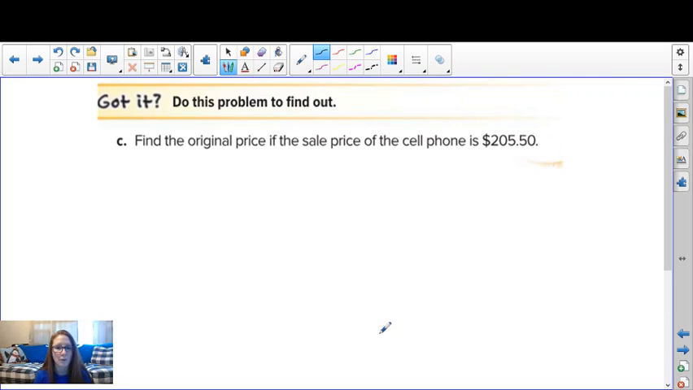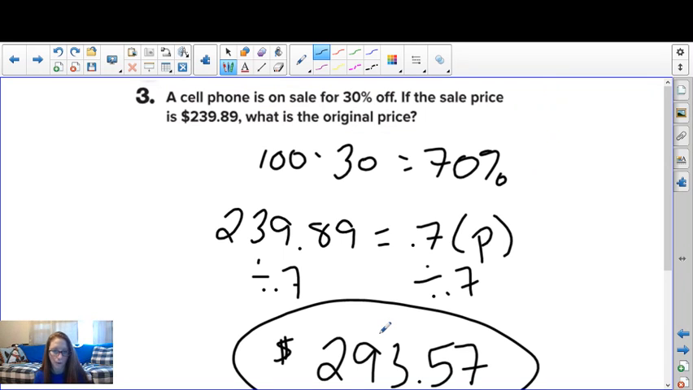All right, what is the original price if the sales price is $205.50? So same problem as above. Now it's changing the sales price. So it still wants to know what the original price is, but what if it was changed to $205.50? Oh, I read my notes wrong, which you might have noticed if I actually did my calculations.